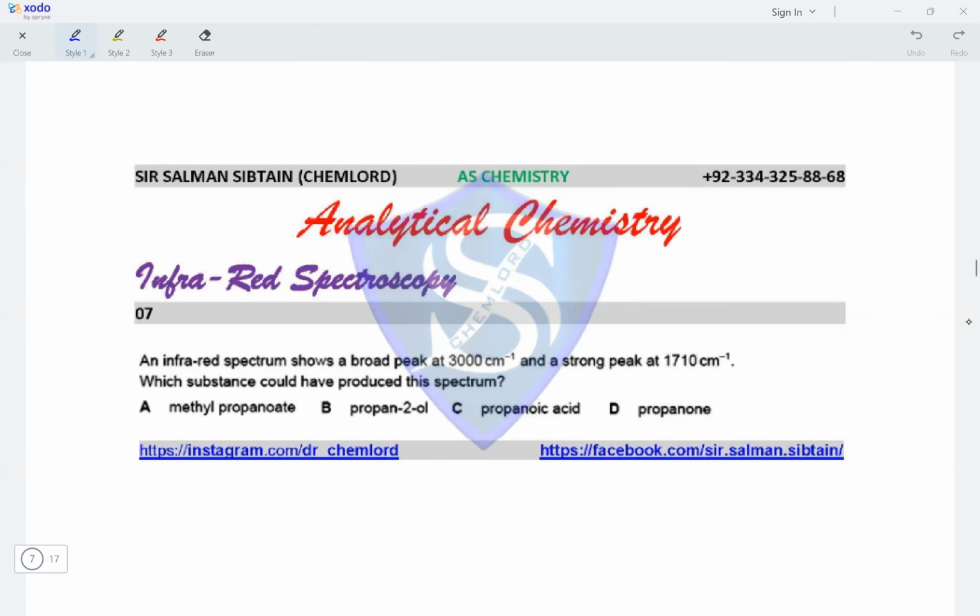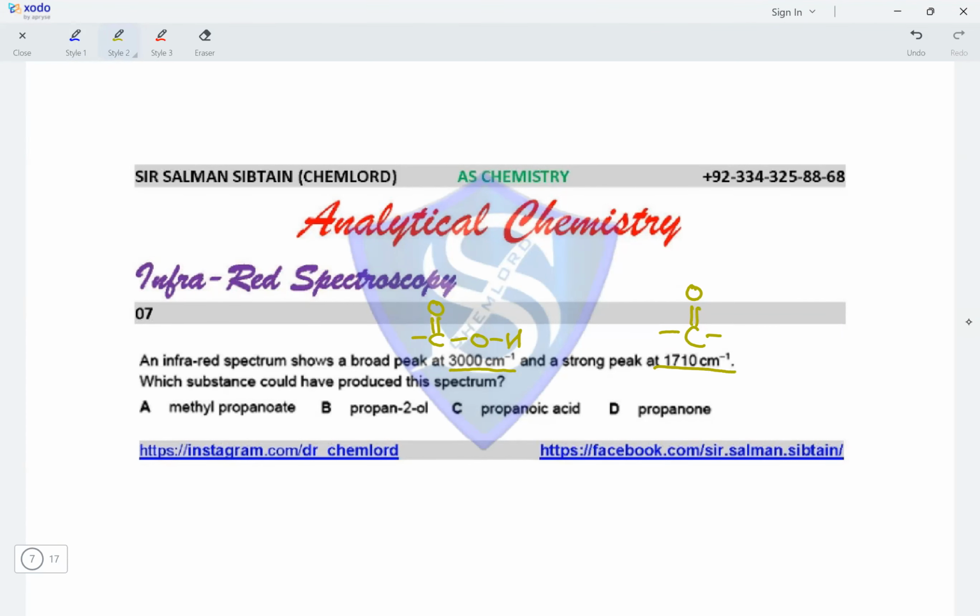Question 7. An infrared spectrum shows a broad peak at 3000 wave numbers and a strong peak at 1710 wave numbers. Which substance could have produced the spectrum? The one at 3000 corresponds to an OH group from a carboxyl group, which means the OH should be attached to a C double bond O. And at 1710 wave numbers, it corresponds to the presence of a C double bond O group.